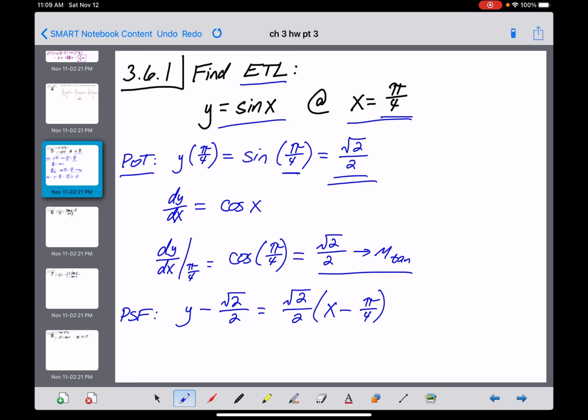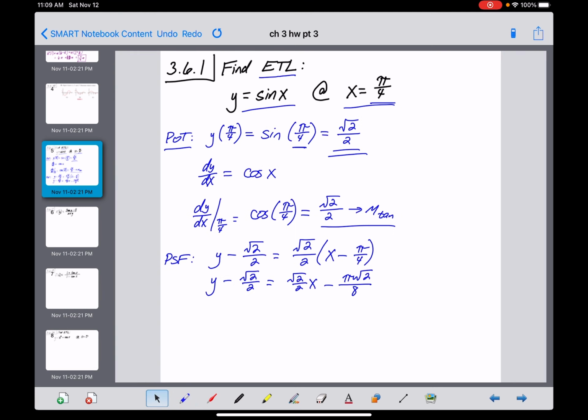I would imagine they probably have their answer in slope intercept, although I don't think much nice is going to happen here when we do this. But let's go ahead and distribute that root 2 over 2 on the other side. So root 2 over 2 times x minus, and then I've got what? A pi times the square root of 2 all over an 8 on the bottom. And then we would add that root 2 over 2 onto the other side, and nothing fun happens there at all. So y equals root 2 over 2 times x, oh boy, minus the pi root 2 over 8, what we had before, and then adding root 2 over 2 to that.